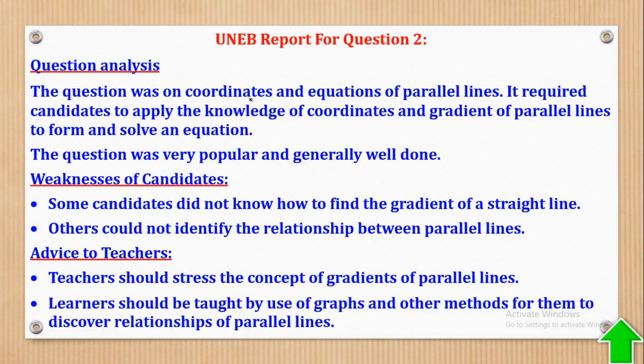Now the question was on coordinates and equations of parallel lines, and it required the candidates to apply the knowledge of coordinates and gradient of parallel lines to form and solve an equation. Remember, parallel lines have the same gradient. So the question was very popular, meaning it appears more frequently in previous past papers, but generally well done. So most students got it correct.